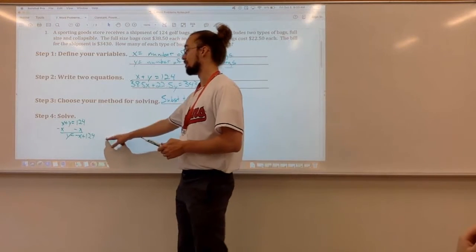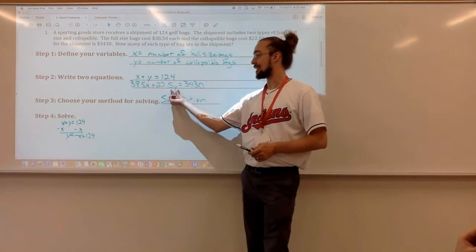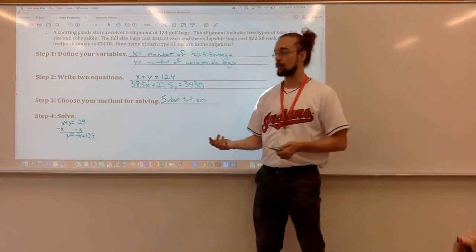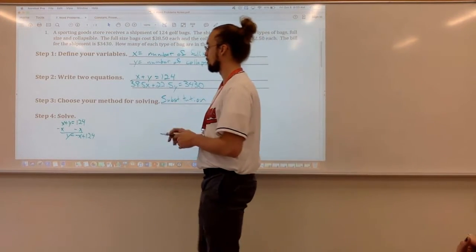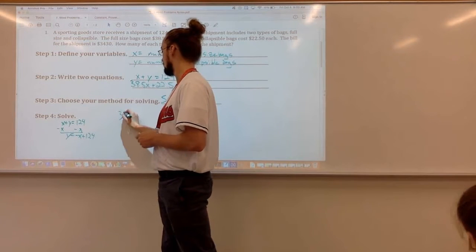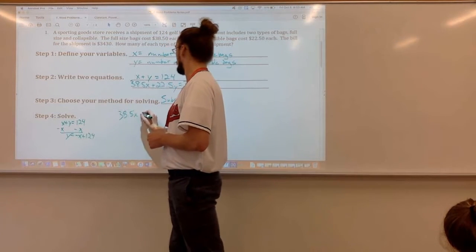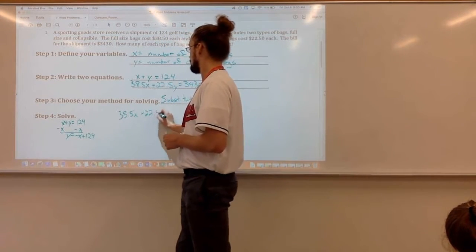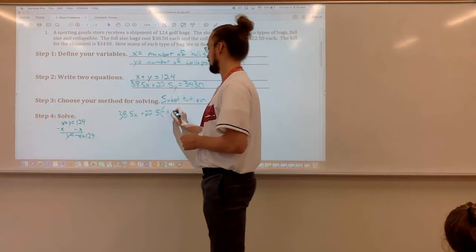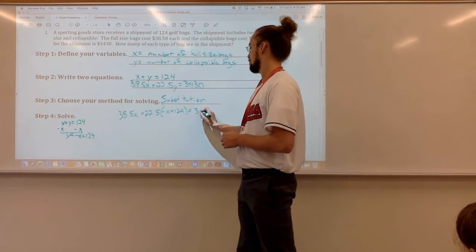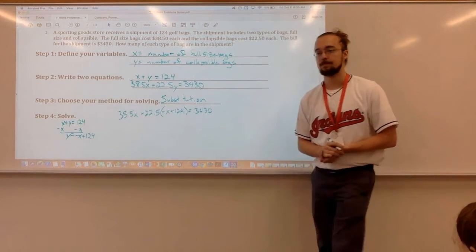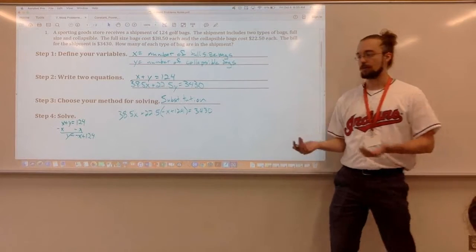So now I'm going to take this and plug it in for y in my other equation. Right? Since we solved for y, I'm going to take negative x plus 124 and plug it in for y. So that'll look like this. 38.5x plus 22.5 times negative x plus 124 equals 3430. And we just solve this equation.